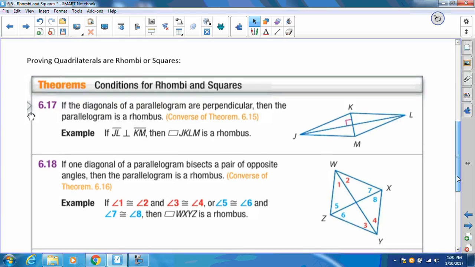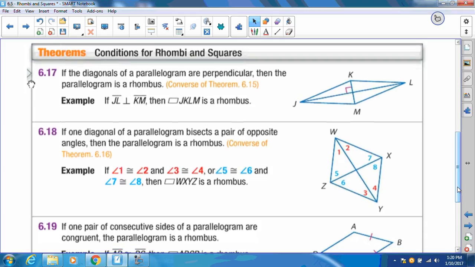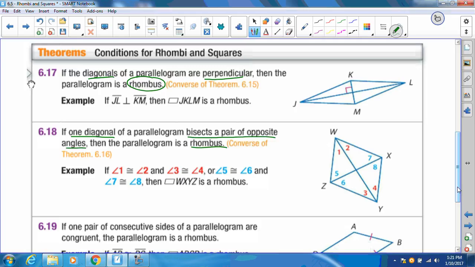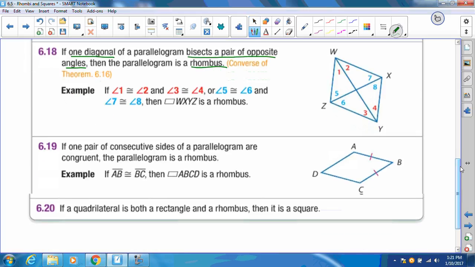Okay, now this is if you're wanting to prove these theorems, if you're wanting to prove that quadrilaterals are rhombi or squares. This is doing the converse of what we already learned, and that is if the diagonals are perpendicular, then you can conclude it's a rhombus. If you know one diagonal bisects a pair of opposite angles, again, rhombus. And then this one would be a little bit newer, and it's just if you have a pair of consecutive sides, so that means sides that are next to each other.